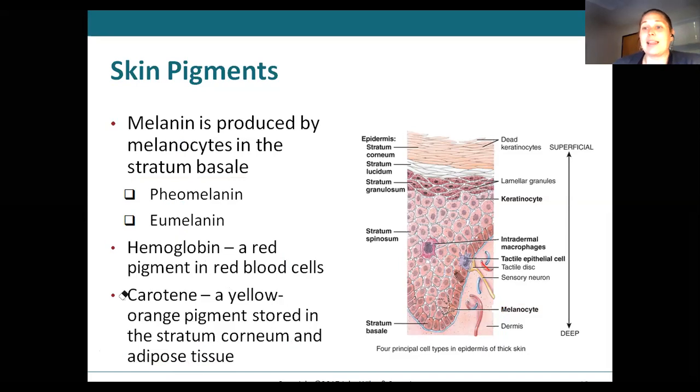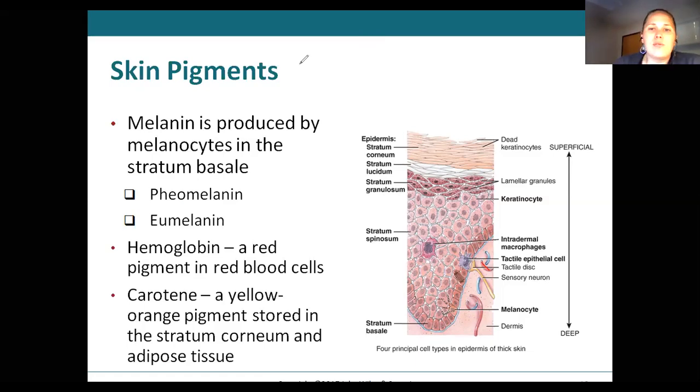You'd have to be eating a lot of carrots in order for this to change your coloring, but it can be stored in the stratum corneum and in the adipose tissue underneath. So melanin is produced by melanocytes. It produces the coloring of our skin. It's releasing that melanin. The purpose of the melanin is to protect the surrounding cells from UV damage.